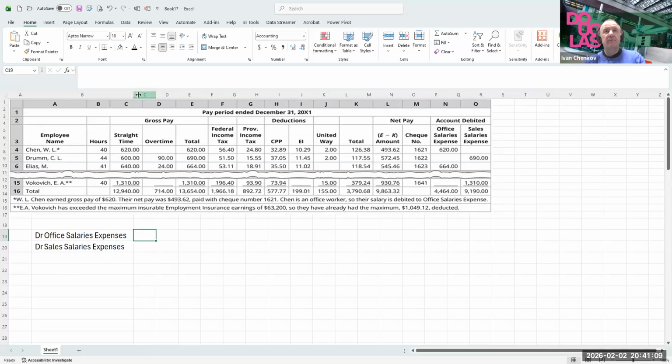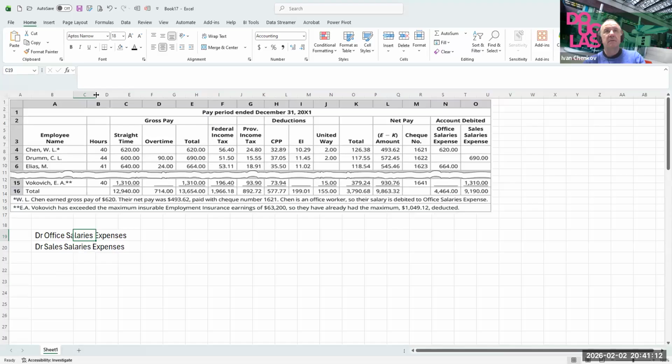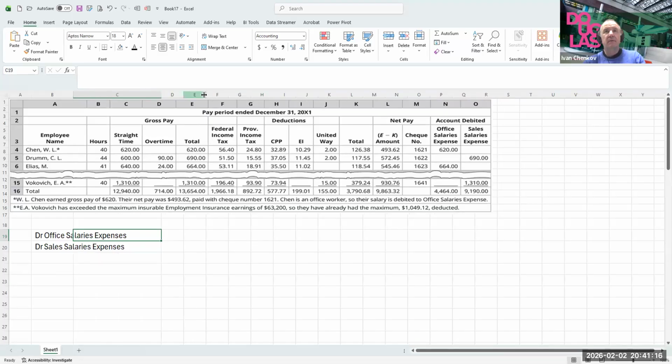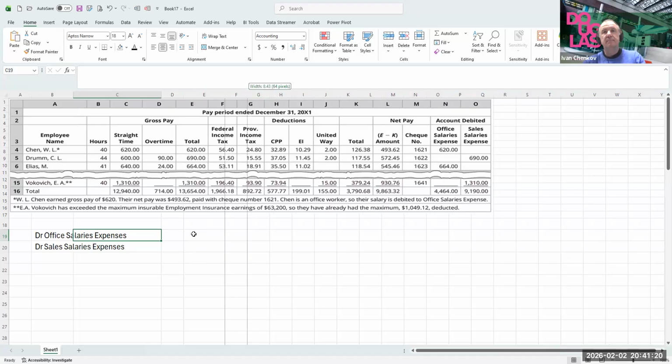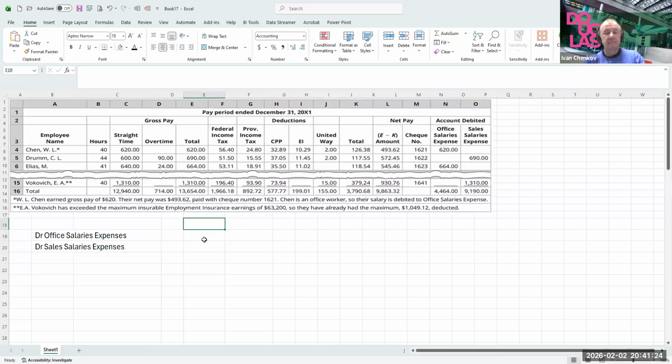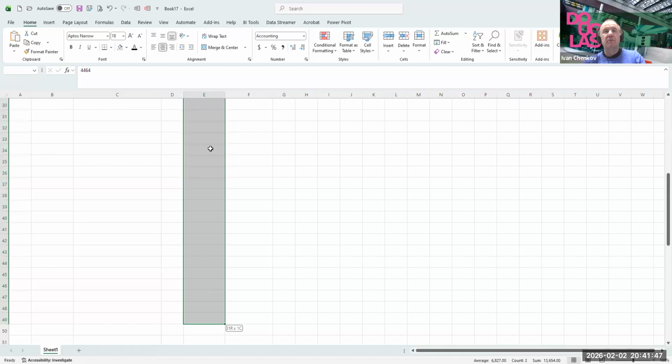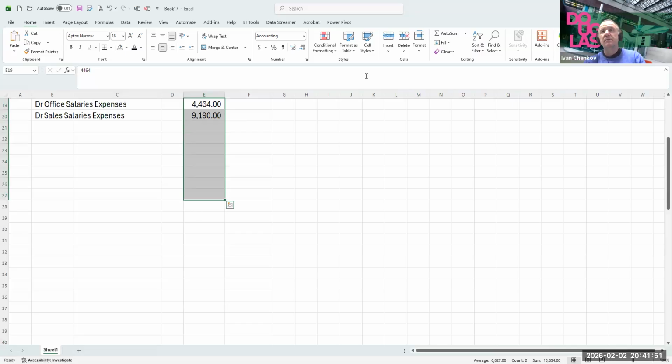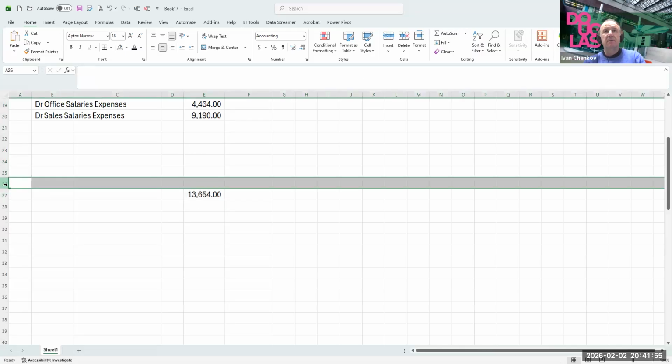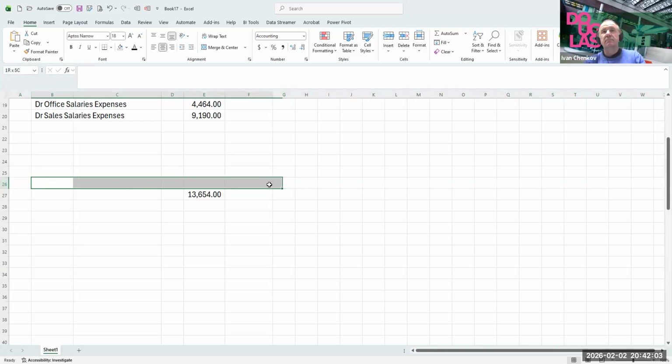Now I can make this one. I'm going to move this one; that will be my credit. Credit, and then this will be the amount for debit and amount for credit. So I'm going to debit here, and that will be my credit here. I'm going to debit 4,464 for the office salary and 9,190 for the sales salaries. In total, remember, debit and credit have to match. My total is 13,654. Now the same amount I have to get on the credit side as well. Otherwise I won't be in balance.